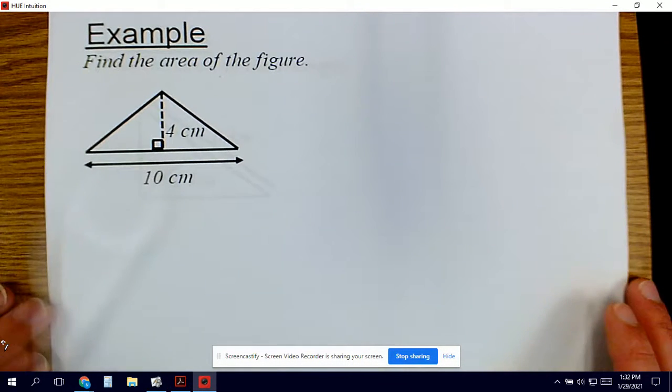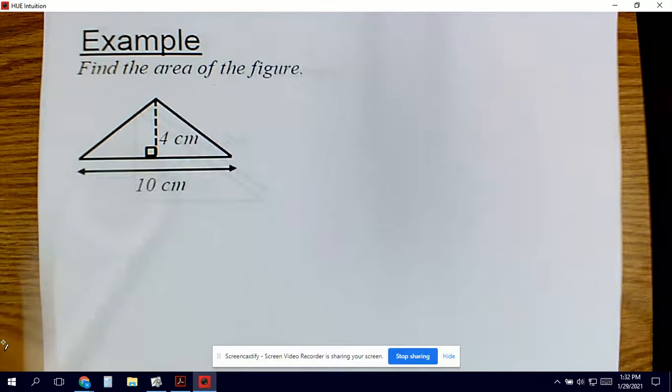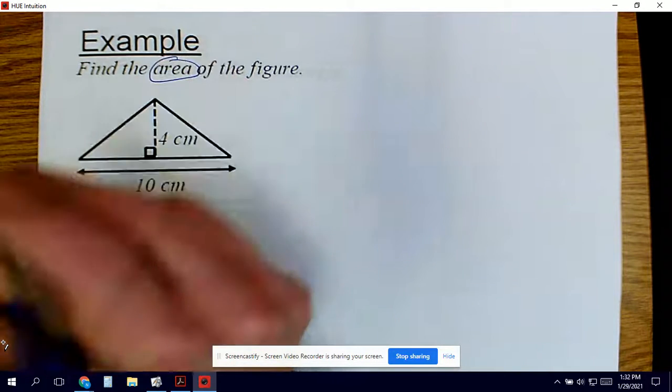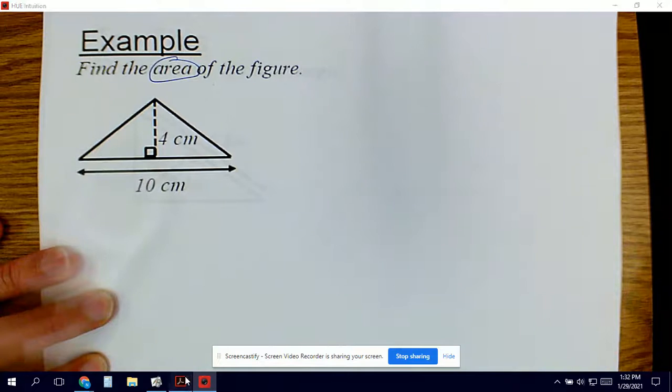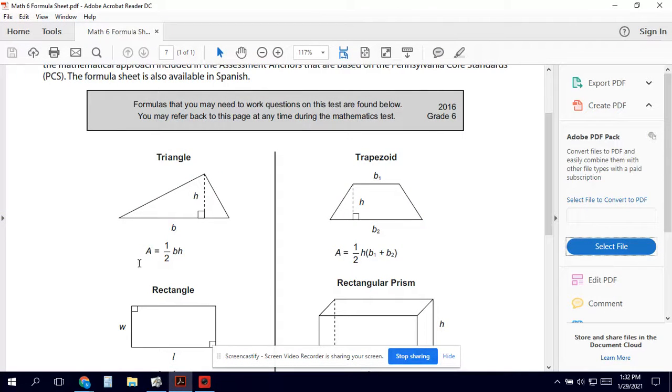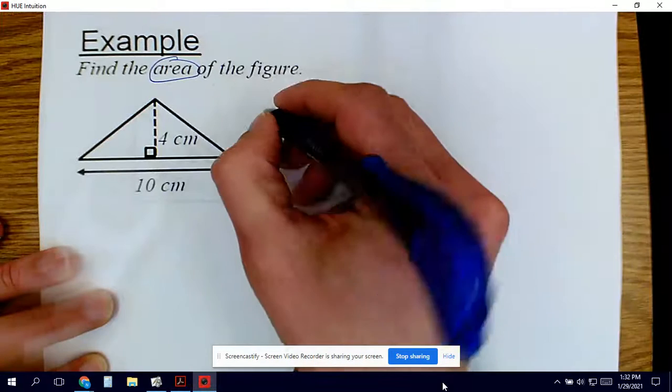All right, so we have our first example on the screen. We have a triangle we are being asked to calculate the area of. So please grab your sheet of paper, work along with me. First off, we are calculating area, and I know that this figure is a triangle, so from your formula sheet, you should be calculating area of a triangle by copying down the formula first. A equals 1/2 BH.